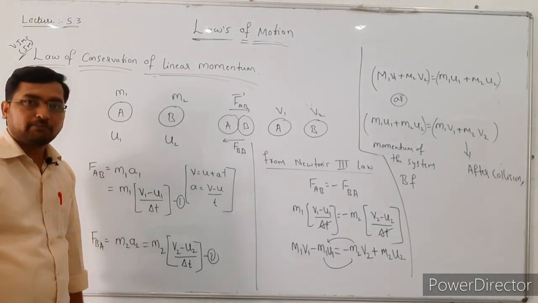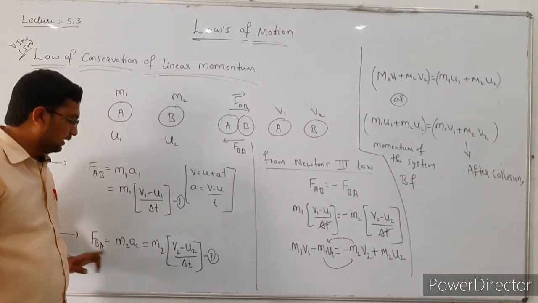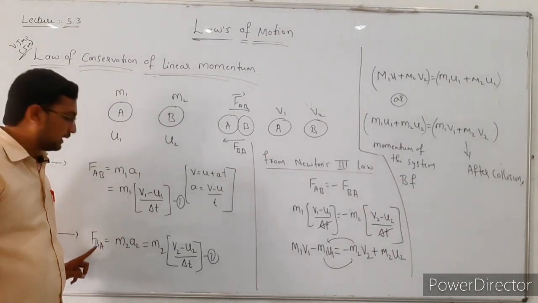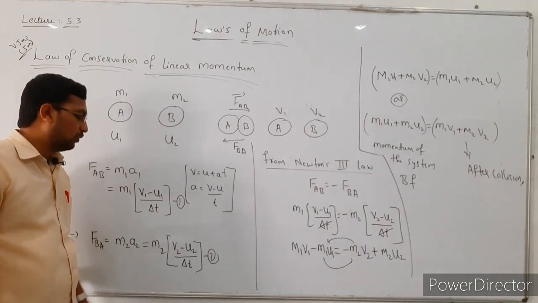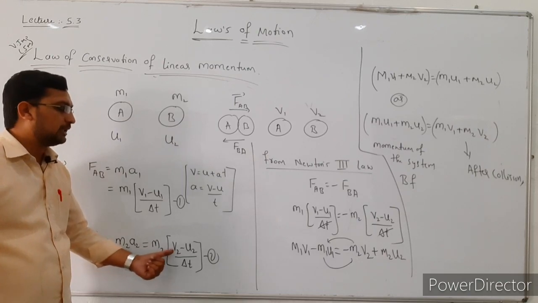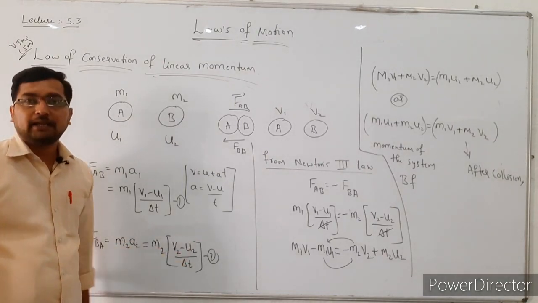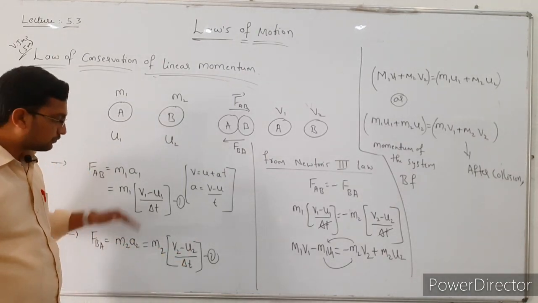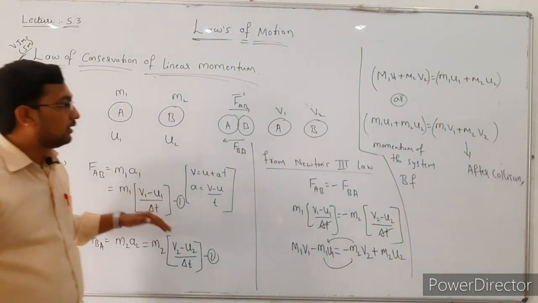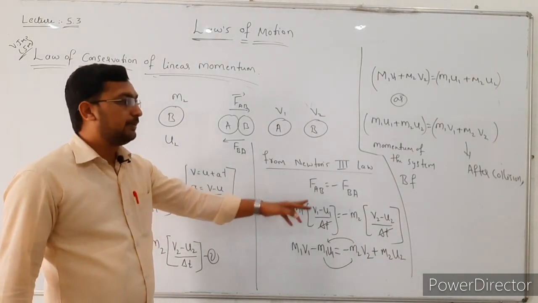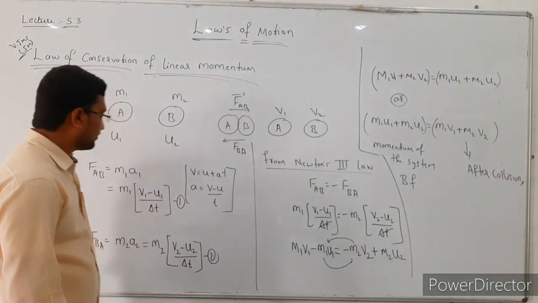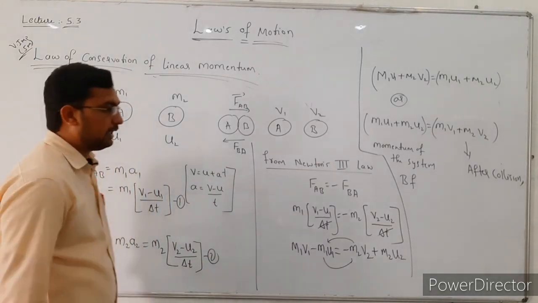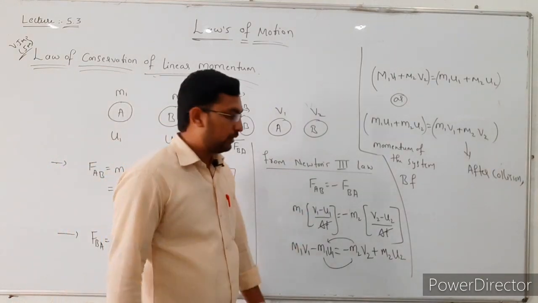So this is our equation number 1. Equation number 2 is F of BA, the force exerted by the second body on the first body, that is equal to m2 into a2, and a2 is v2 minus u2 divided by del t. Next, according to Newton's third law, F of AB is equal to minus F of BA. So here we substitute the F of AB value and the F of BA value in this equation.